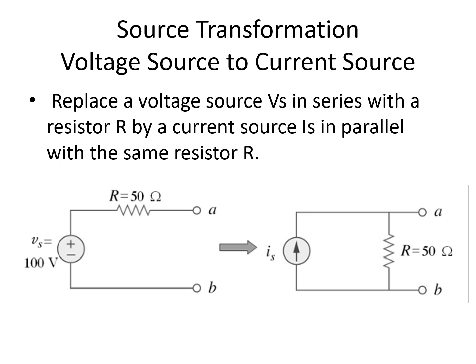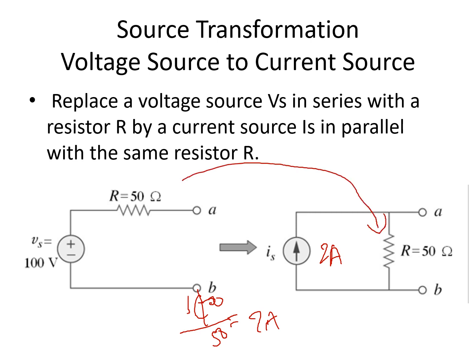So, source transformation, voltage source to current source. We have to replace a voltage source Vs in series with a resistor R by a current source which is in parallel with the same resistor R. So this is simply 100 divided by 50, which is equivalent to 2 amperes. So your Is here is equivalent to 2 amperes. And then you just have to copy the value of the resistance. Just divide 100 by R, Ohm's law, voltage divided by resistance. That will give you the current source value.